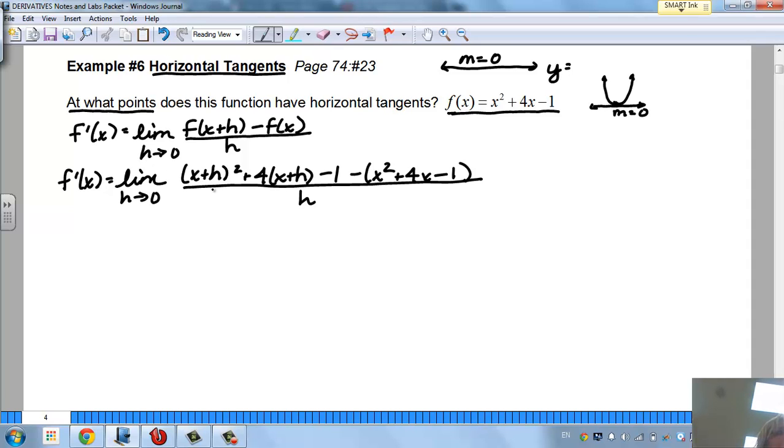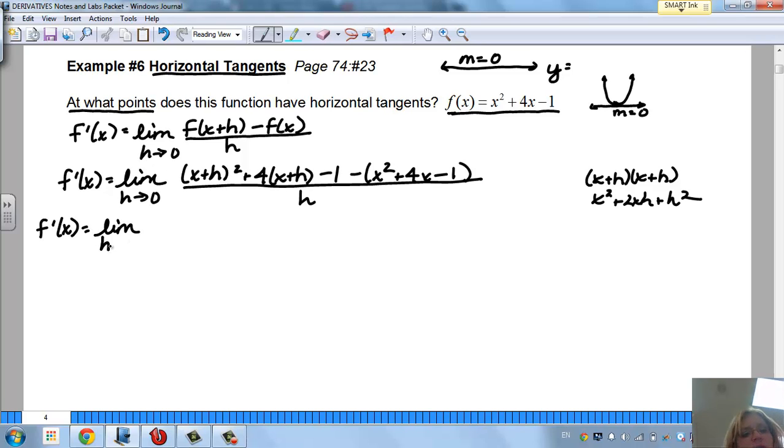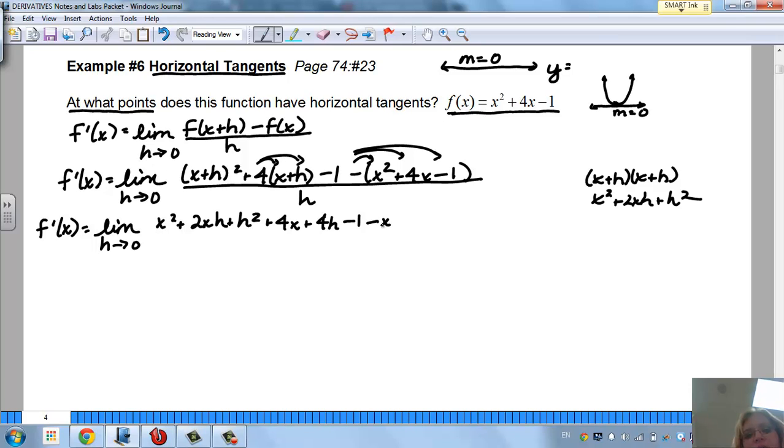On the side here, you guys should be getting better at this, but I need to simplify that. If you do x plus h times x plus h, multiplying that out, it's x squared plus 2xh plus h squared. So I'm going to put that in that spot. So I have f prime of x is the limit as h approaches 0 of x squared plus 2xh plus h squared. Then do the distributive property, plus 4x plus 4h minus 1. Distribute this negative through: minus x squared minus 4x plus 1, all over h.